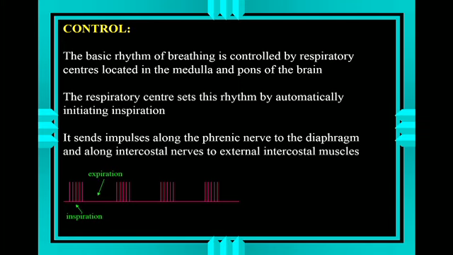What they do is have neural connections with the key muscles of breathing. And you already know that the key muscles of breathing are the diaphragm and the external intercostals. So the connection between the respiratory centres and those muscles is via the phrenic nerve to the diaphragm and the intercostal nerves to the external intercostals.